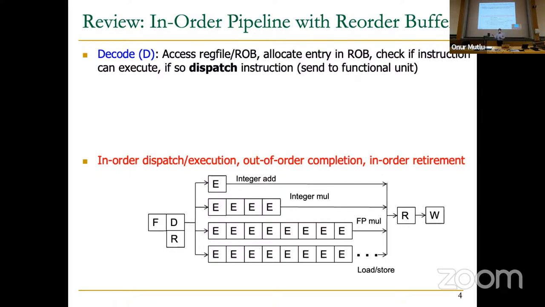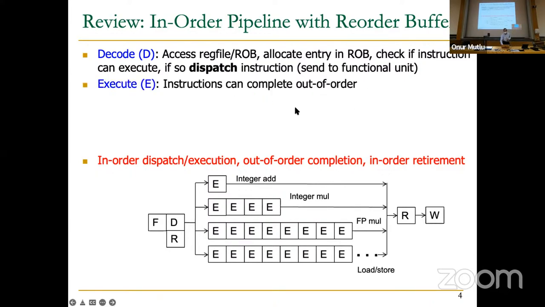Dispatch meaning send the instruction to the functional unit. Otherwise, at least one source is not valid. Then you need to wait for that source to be produced. And that source can be in the register file or the reorder buffer or in the bypass path, as we discussed last time, if you remember. So this is all from two weeks ago's lecture where we discussed how to design a pipeline with a reorder buffer. So we're going to go through this, at least part of the pipeline, again today. So that's the decode stage.